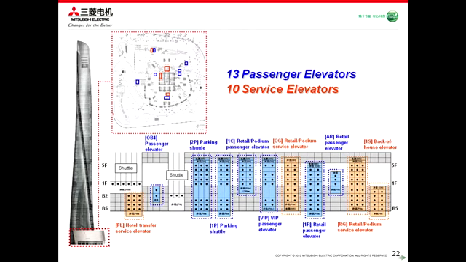Finally, let me introduce the podium building zone located from basement 5 to the 5th floor. In the podium building, from basement 5 to the 5th floor, 13 passenger elevators are provided and located like this, serving mainly the parking and retail floors. And 10 service elevators are provided and located like this.